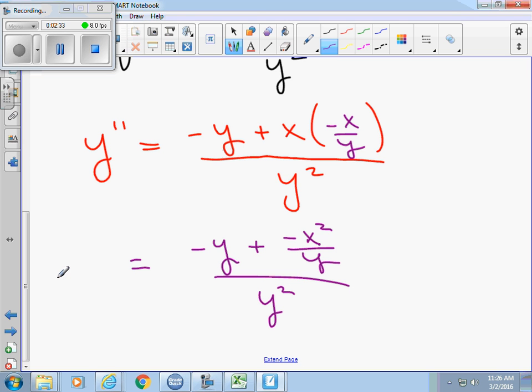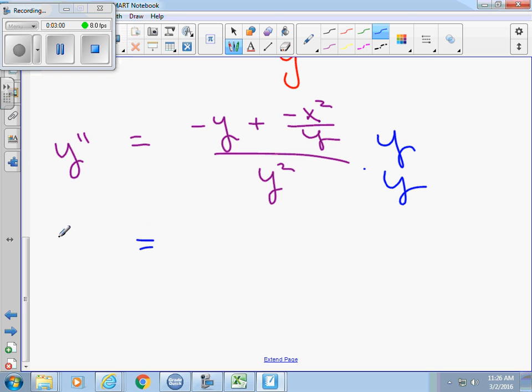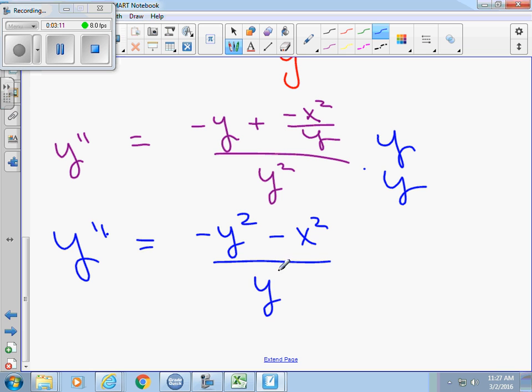Two options from this point to simplify. Easy option and a hard option. Most of you will choose the hard option. It's okay. Easiest option is to multiply the top and bottom by y. Why would I choose that? Because it gets rid of that y there. The other option is to get a common denominator on top, combine the top two fractions, then flip and multiply. You'll end up in the same place, a lot slower than this. So I get negative y squared minus x squared over y cubed. Everyone agree with that?